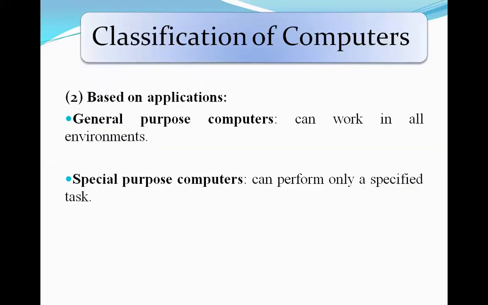Next is based on application. This is general purpose computer. It can work in all environments. A general purpose computer is one that, given the appropriate application and required time, should be able to perform most common computing tasks. Personal computers, including desktop, notebook, smartphone, tablet, are all examples of general purpose computers.